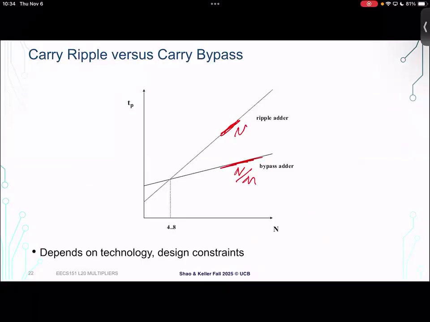And so as suggested in this plot, the typical trade-off point where a bypass adder becomes faster than a ripple adder is somewhere around 4 or 8 bits. It depends a lot on the process technology, on your design constraints, on the details of your implementation. But certainly for very wide adders, the bypass is going to win every time because of that shallower slope. Okay, any other questions about carry bypass? All right, time for break.